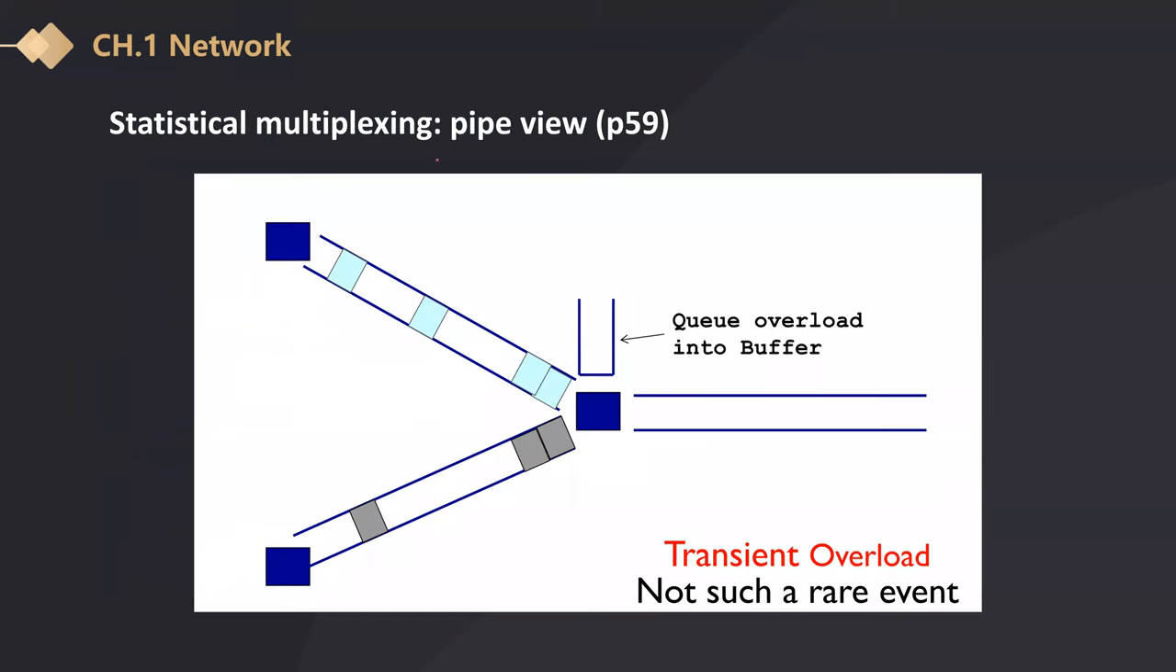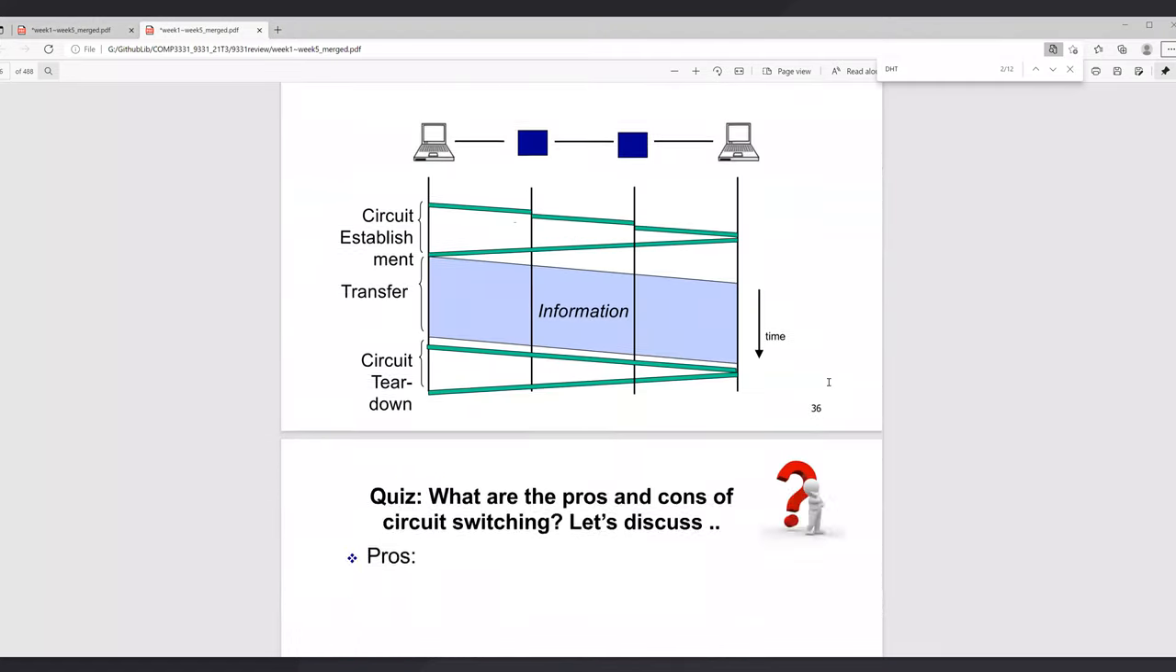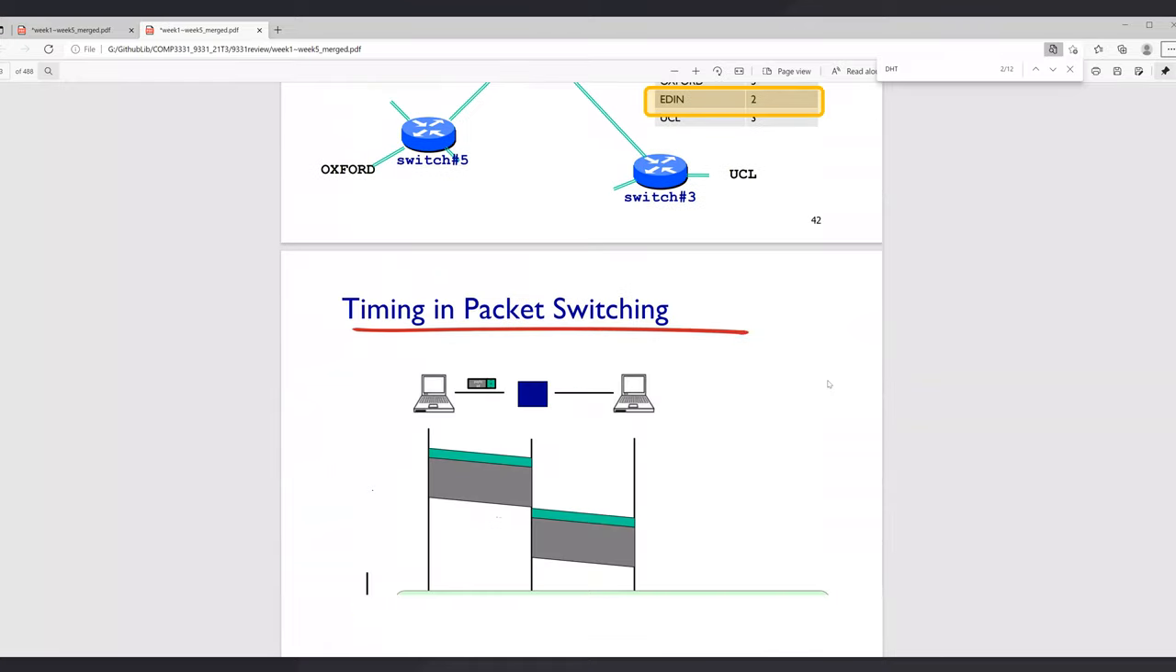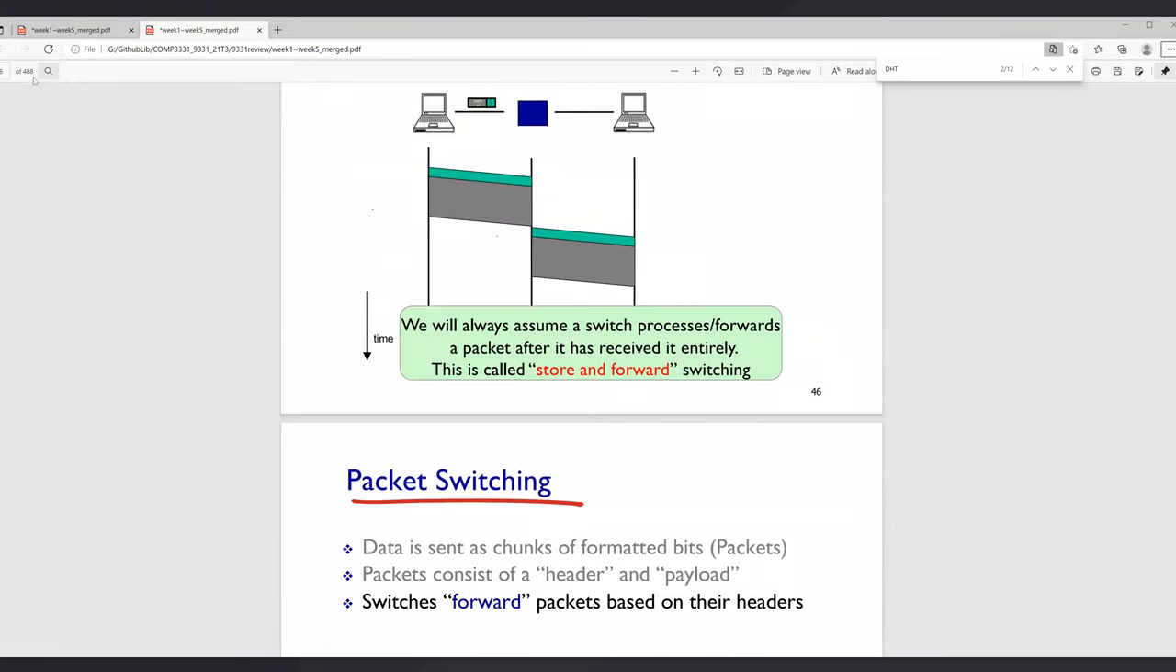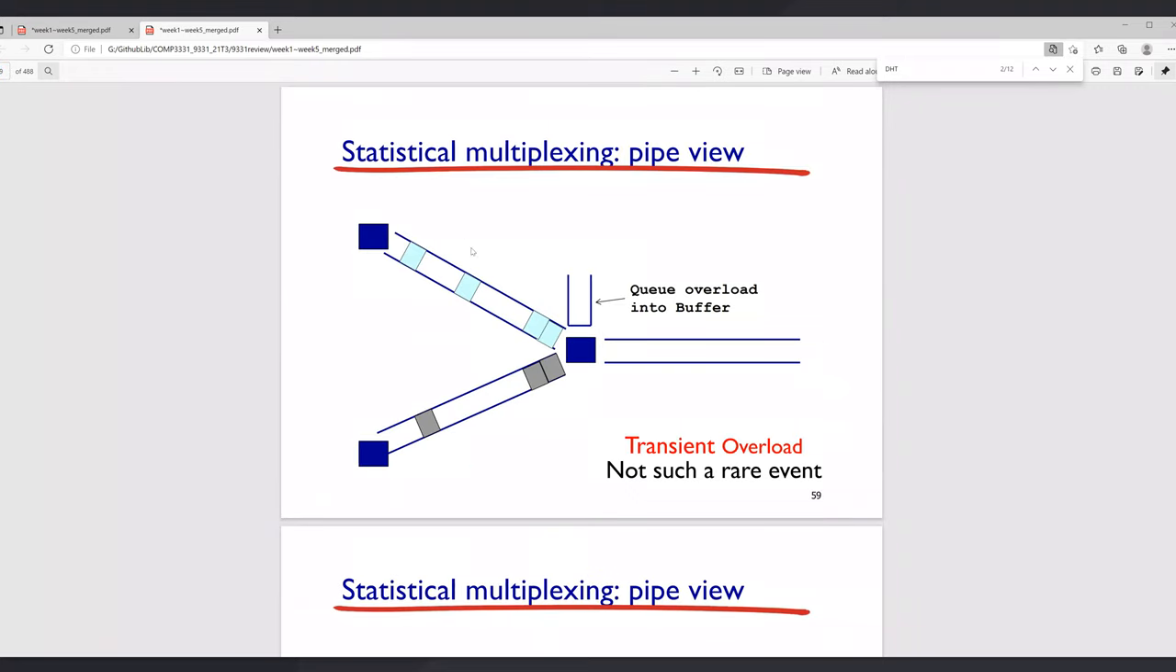And we can do the next one. Statistical multiplexing. It's on slide page 59. Here, what happens if the network is congested? You can see this thing is a packet and this thing is a packet as well. And here we can consider it as a switch or router.